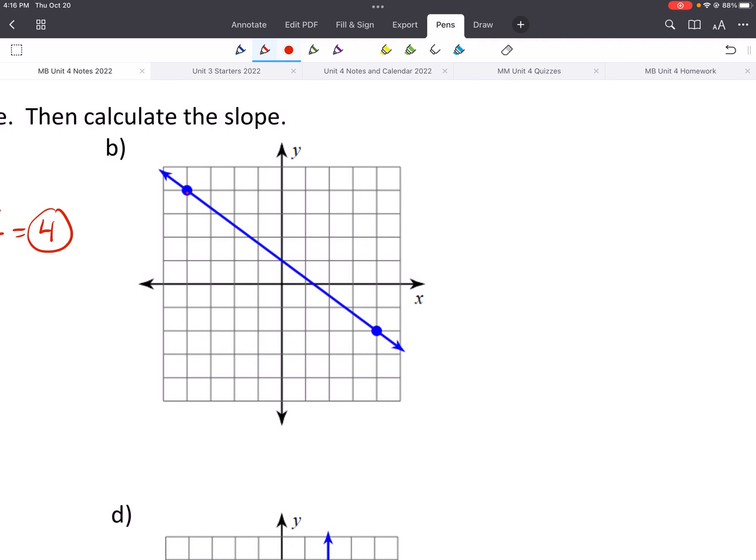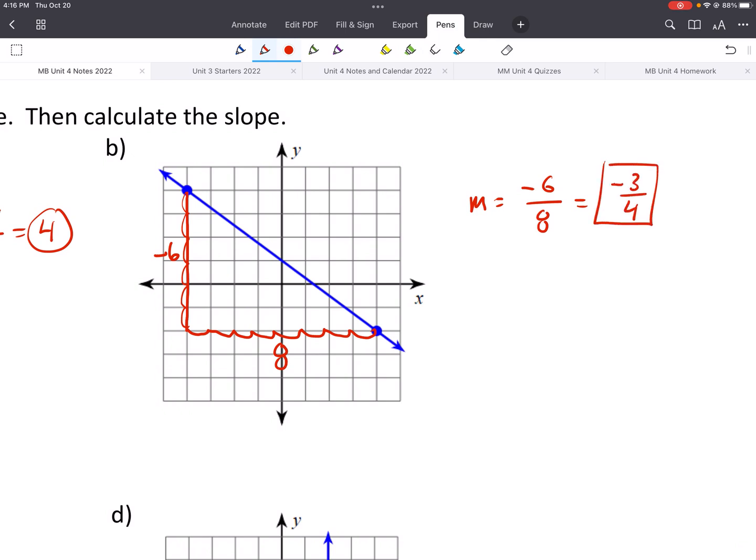Okay, so the rise is negative. It's going down. So we went 1, 2, 3, 4, 5, 6. So this would be negative 6 in the y direction. And then 1, 2, 3, 4, 5, 6, 7, 8. 8 in the x direction. So again, we want rise over the run. And then we'd simplify the fraction. We can divide top and bottom by 2, and we get negative 3/4.